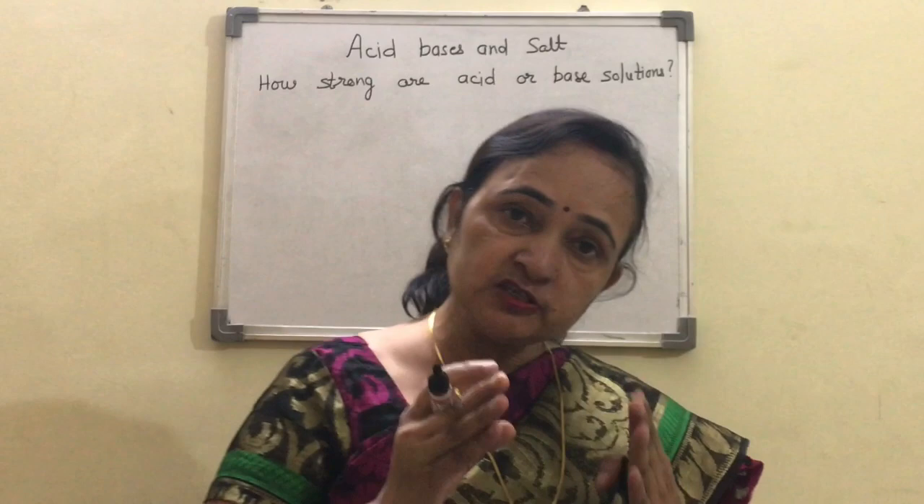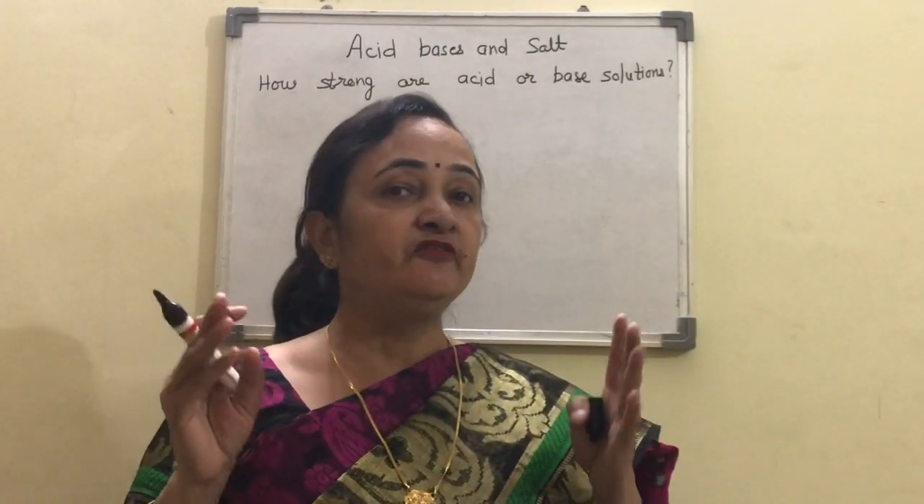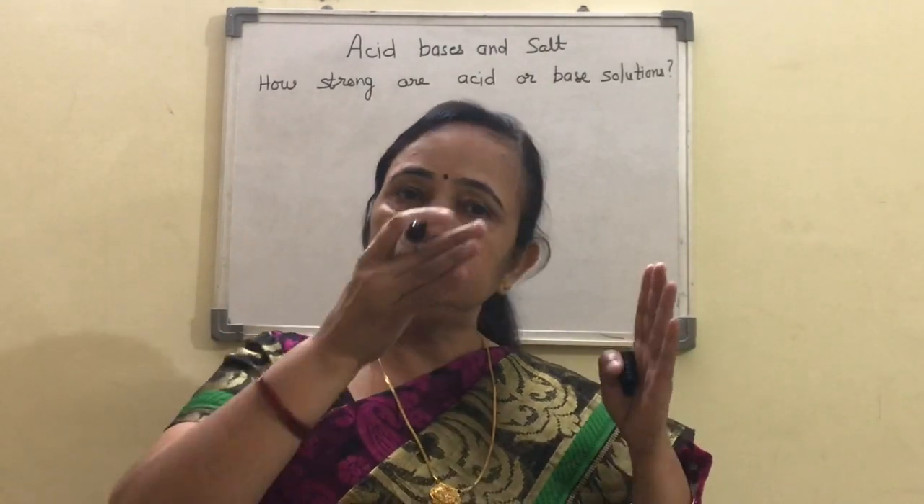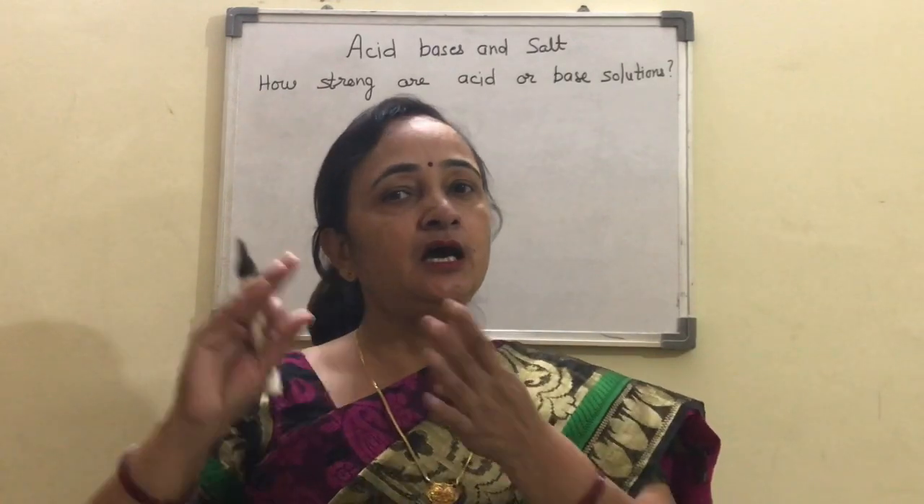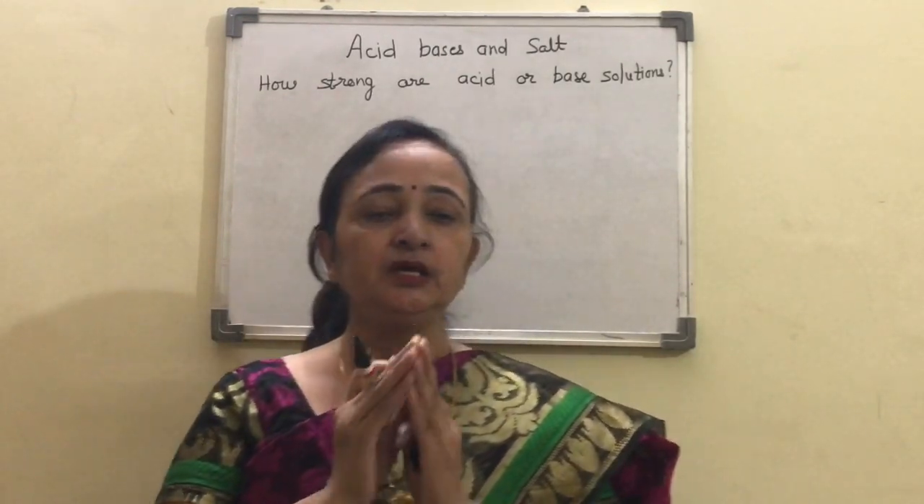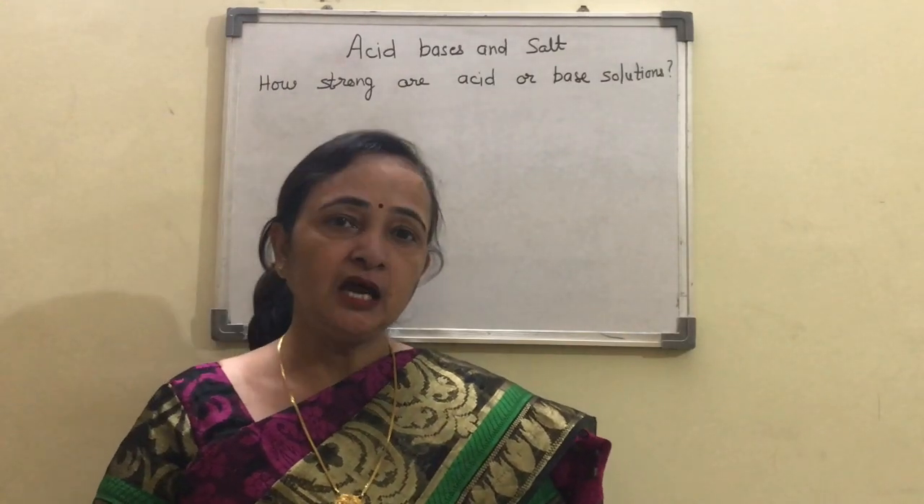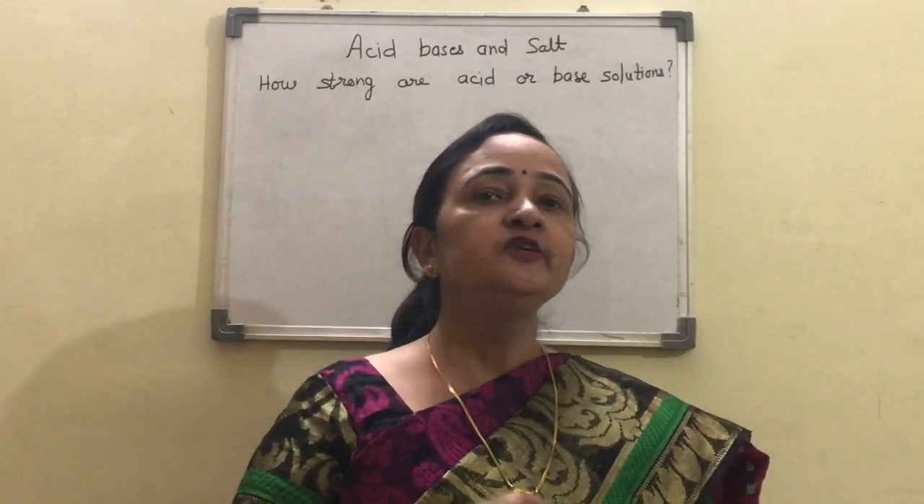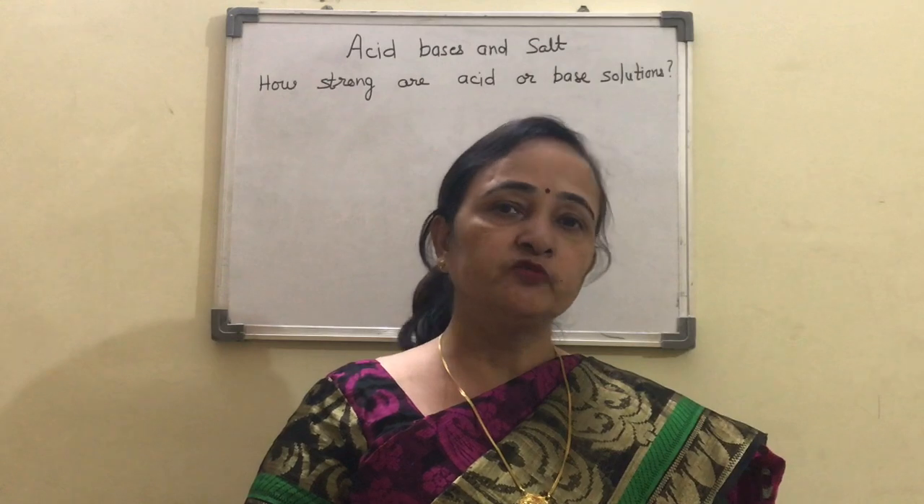So this way pH paper will show different colors, in the reddish shades and in the bluish shades, and in between there will be green color. So this way, depending upon the color, you can find the pH value.